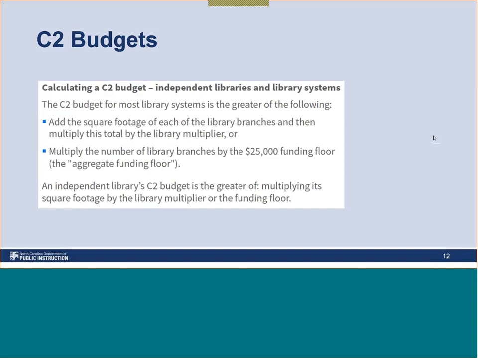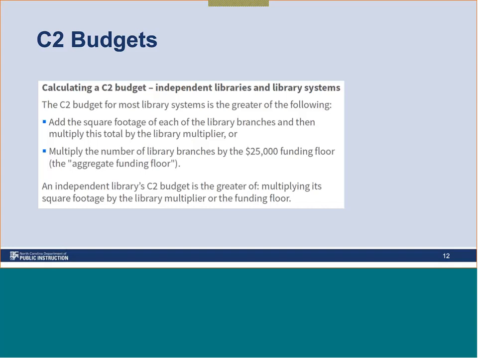Library systems have a similar type of scenario. You can add the square footage for each of your library branches and multiply this number by the library multiplier, that's $4.50 per square foot, or you can multiply the number of those little branches by the $25,000 funding floor. So if you just have a shop in a strip mall that acts as your library for that area of the city, you might use $25,000 for it.